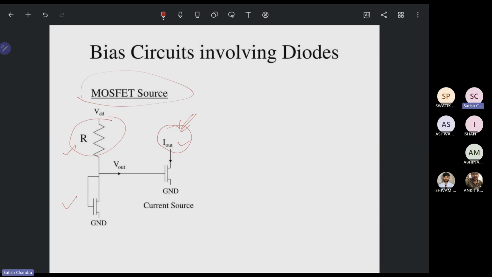So this is nothing but a bias circuit involving diodes. Why is it called a diode? Basically, the circuit here is behaving like a resistor, and that diode also is simply behaving like a resistor depending on the voltages.